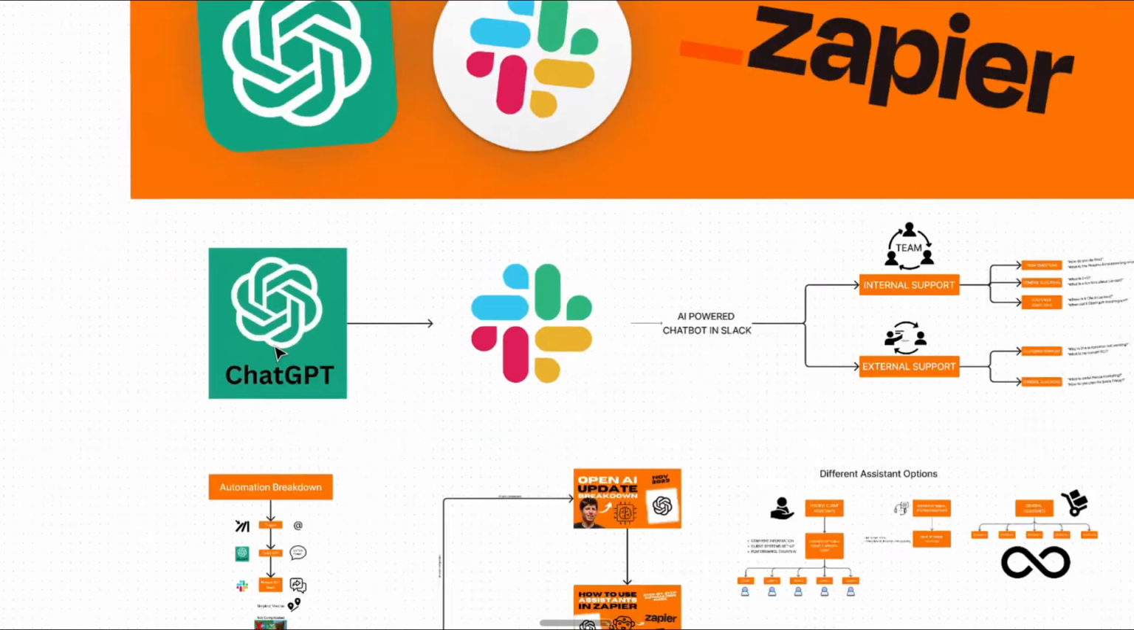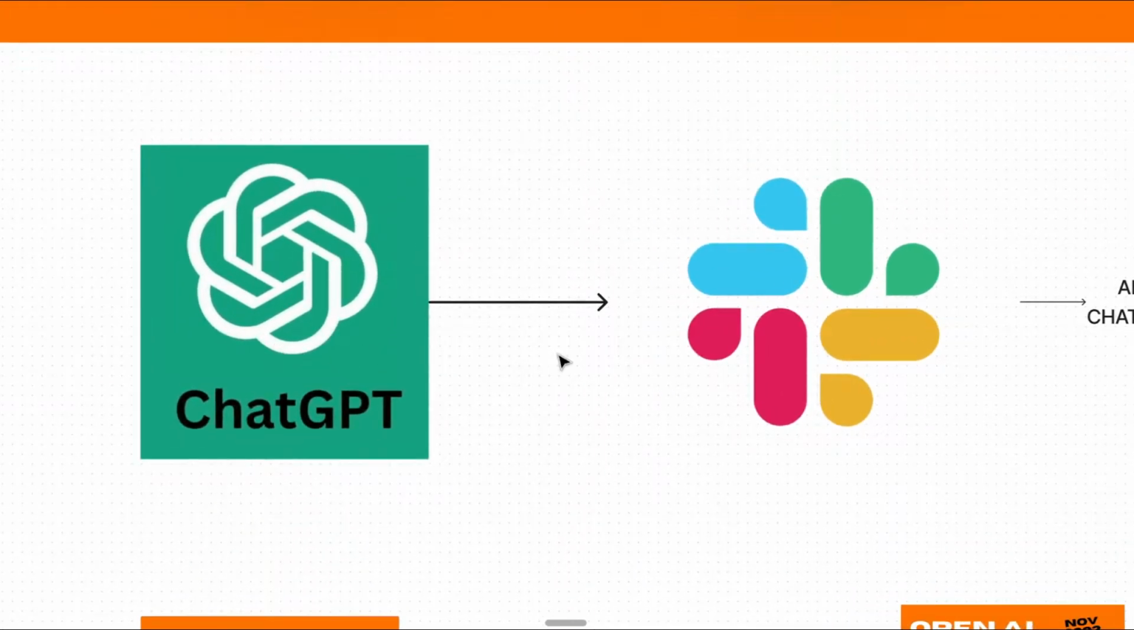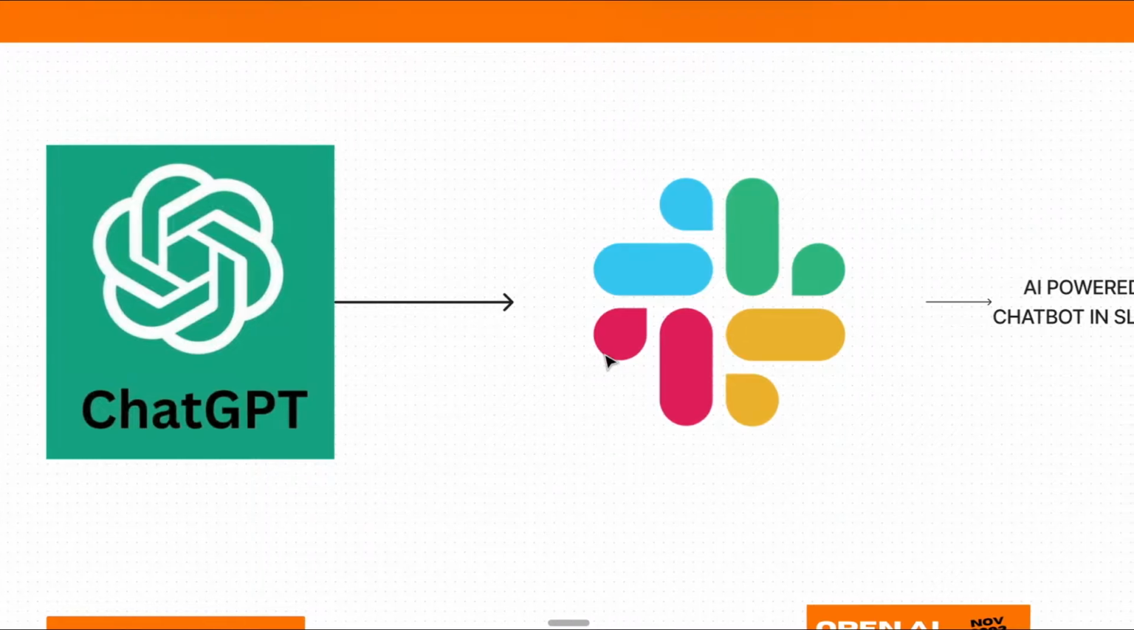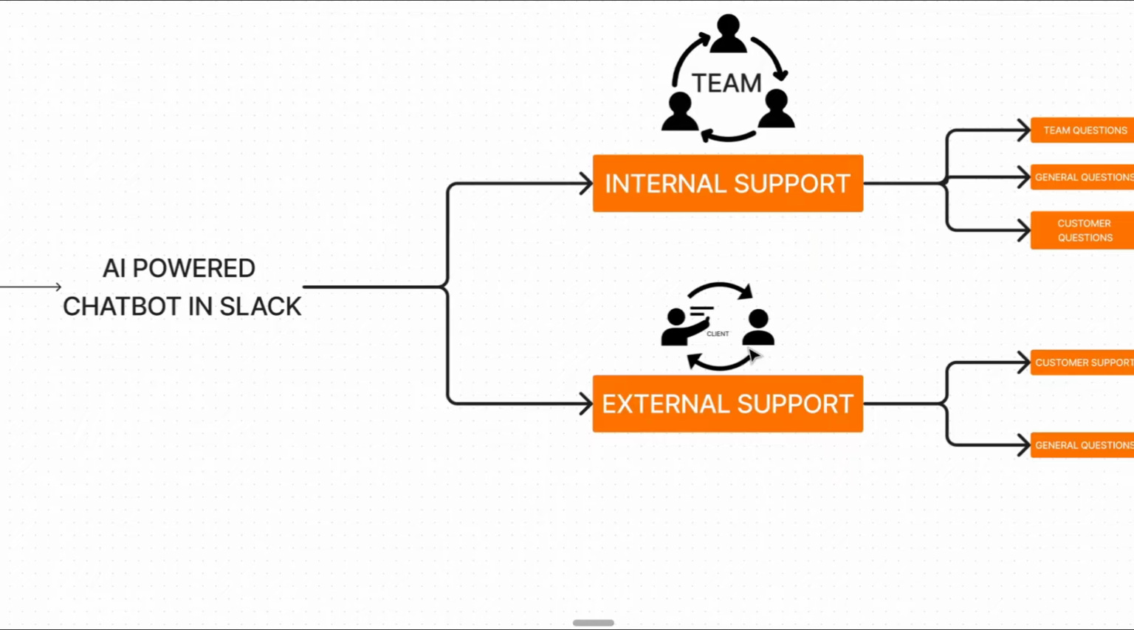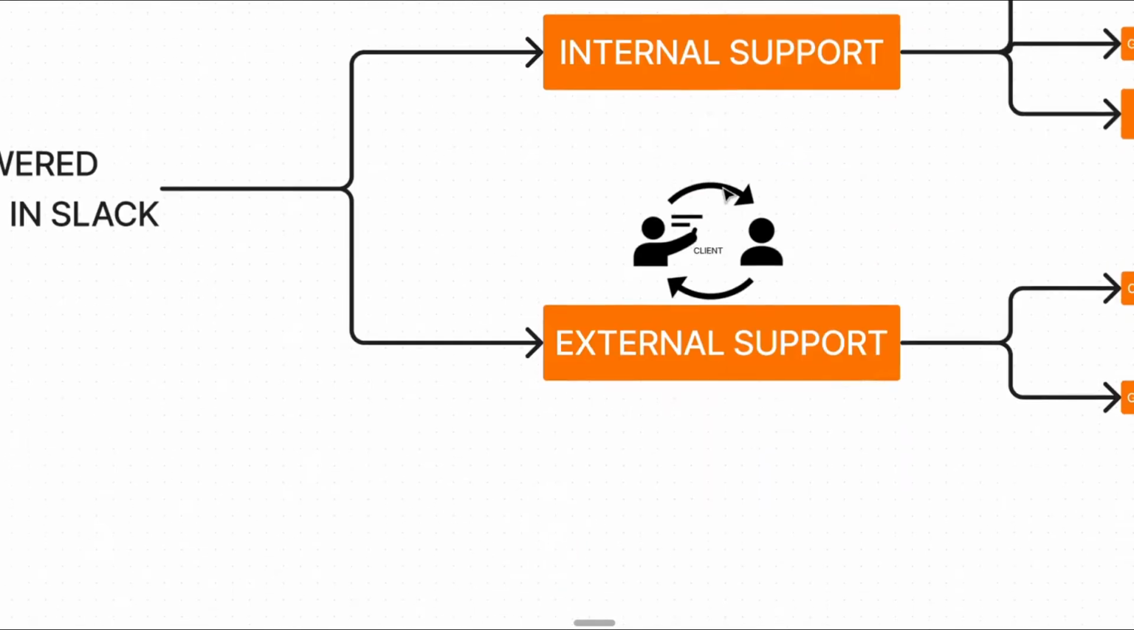So today we're going to be going over how you can connect ChatGPT within your Slack channels. We're basically going to be creating an AI powered chatbot within Slack. There's a couple different use cases for this. You can use this for internal support or external support.